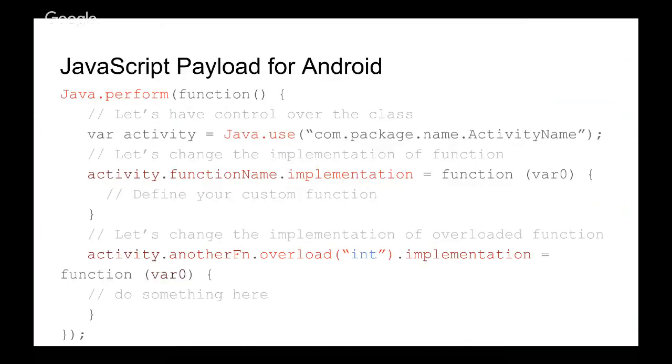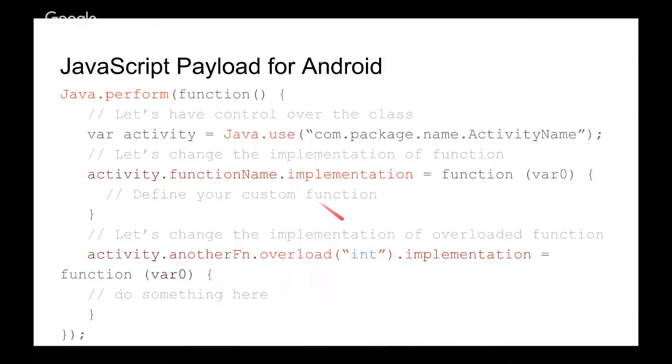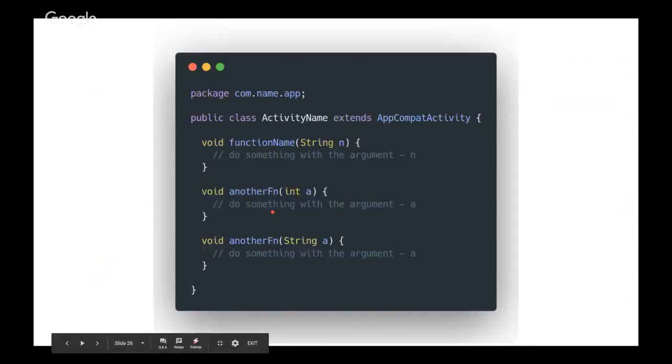That is where we use another awesome keyword called overload. We do the same thing, we create the activity, then we do the implementation, which we are not considering right now. But our target function is activity.anotherFn.overload. I am overloading int, not string. Then .implementation is equal to a function. I can define anything, which will become a wrapper over this function.